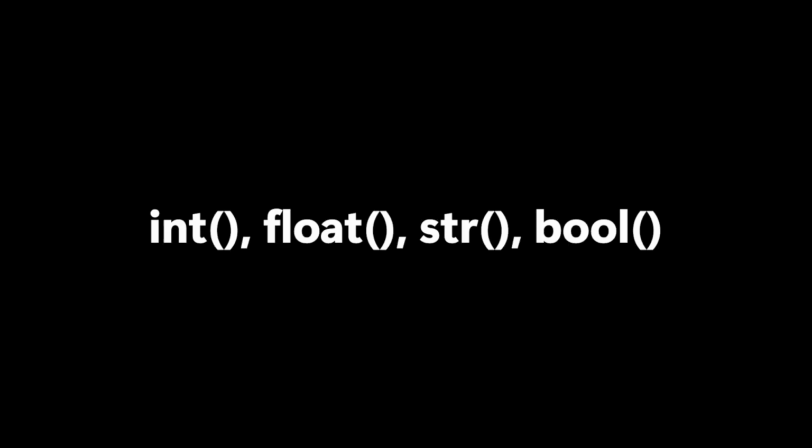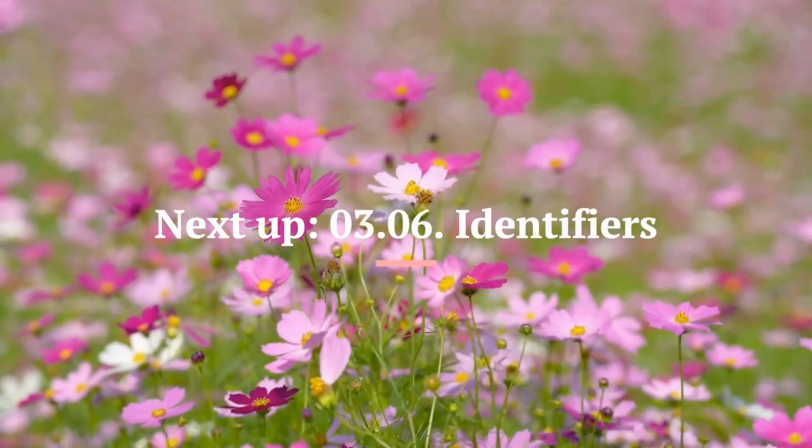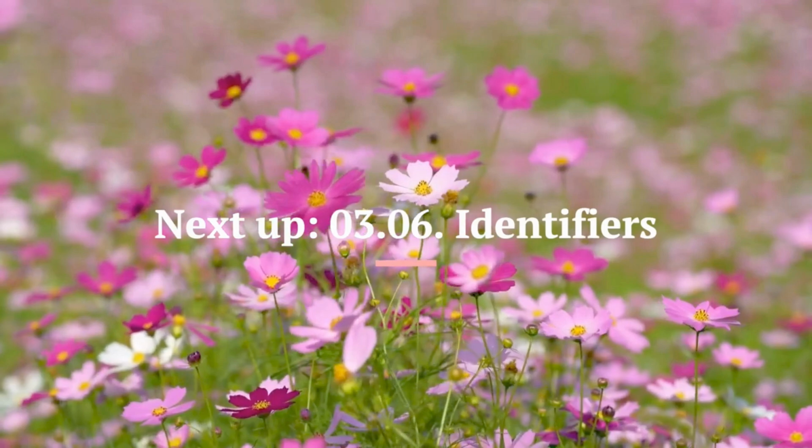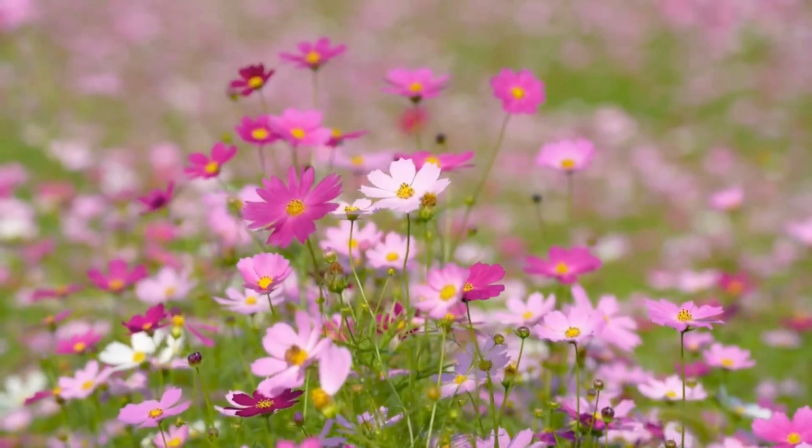To summarize, Python provides built-in functions like int, float, str, and bool for explicit type conversion, allowing you to manipulate your data correctly. That covers our type conversion functions. In our next lecture, 3.6, Identifiers, see you there.